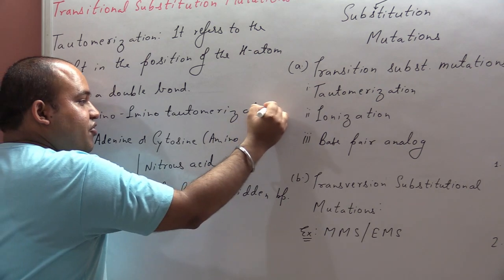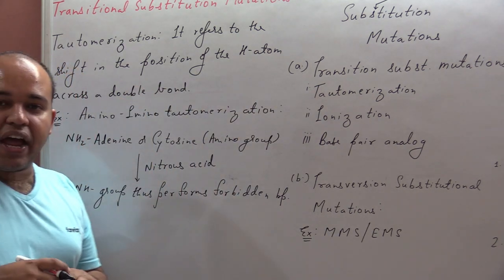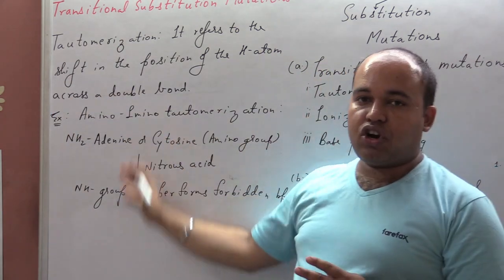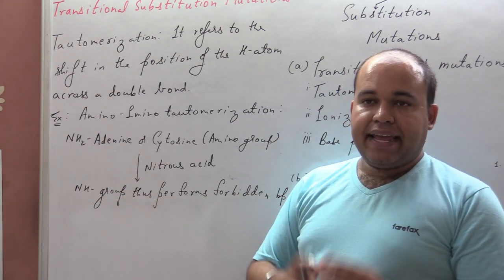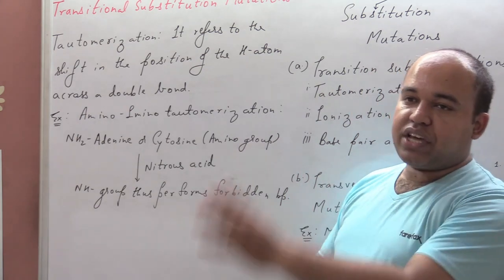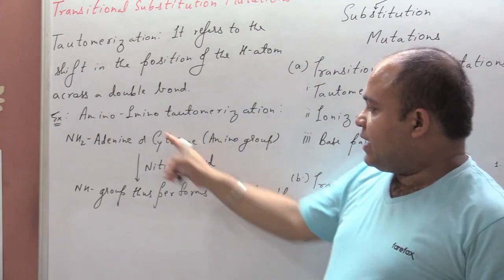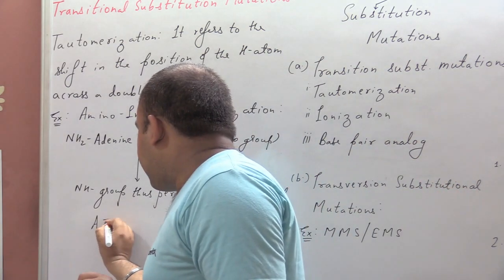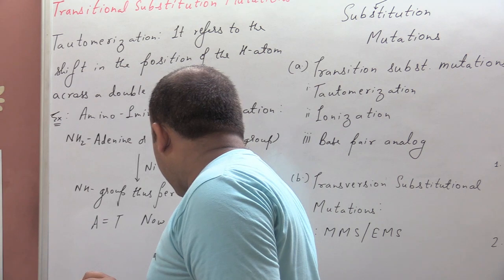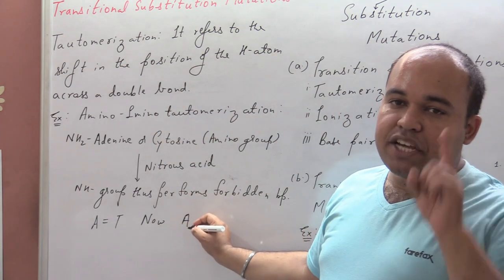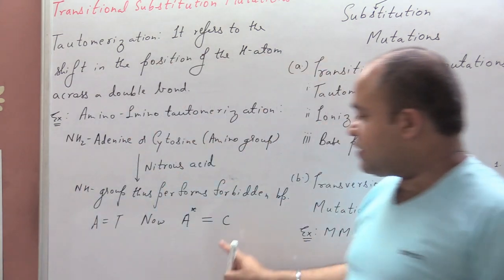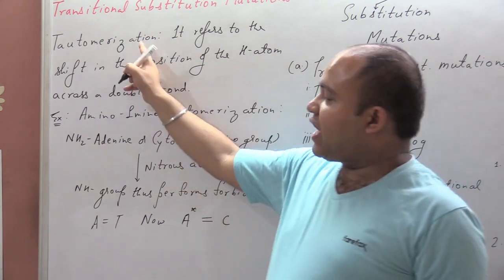There could be another tautomerization that could take place, and that is referred to as the keto-enol tautomerization. Now, how does the keto-enol tautomerization take place? That we have to understand. In the case of keto-enol tautomerization, the keto-guanine or thymine gets converted into their enol group and performs forbidden base pairing. In such a case, the adenine which was binding with thymine will not bind with thymine, but will perform forbidden base pairing and will bind with cytosine. So this is referred to as tautomerization.